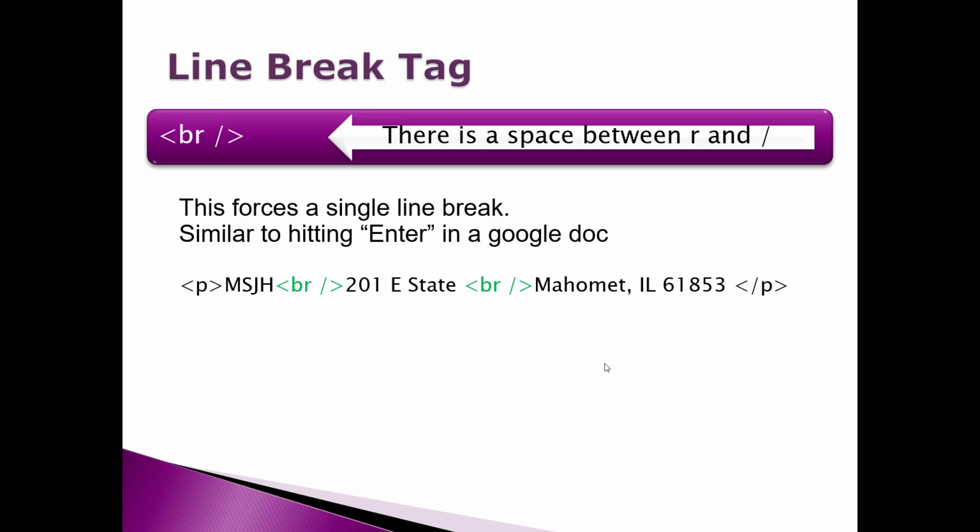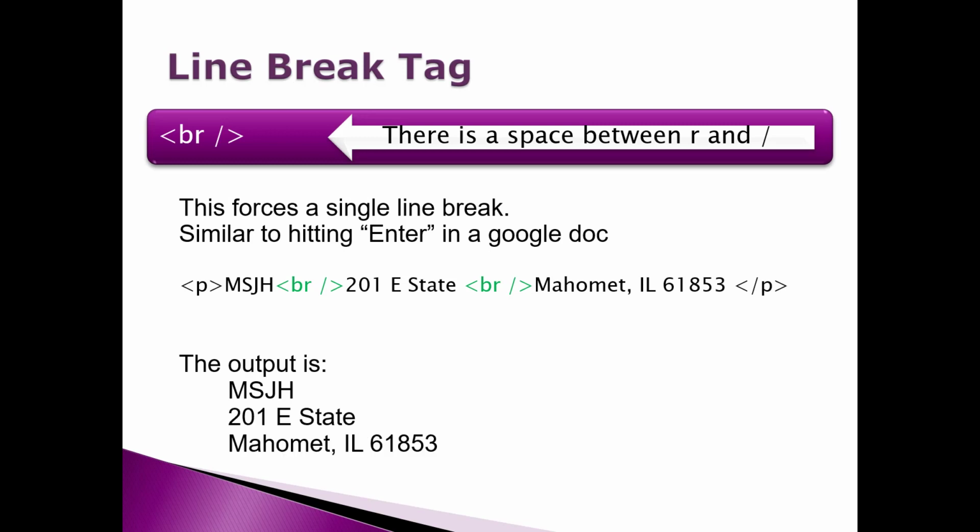So if I've got this line of coding, I start my paragraph, and I've got the junior high and then a break, the street address and a break, and then the rest of the address. How's that going to look on your page? It's going to look like this. Break, break, finish. So that's how you can get them on 3 lines, single spaced.